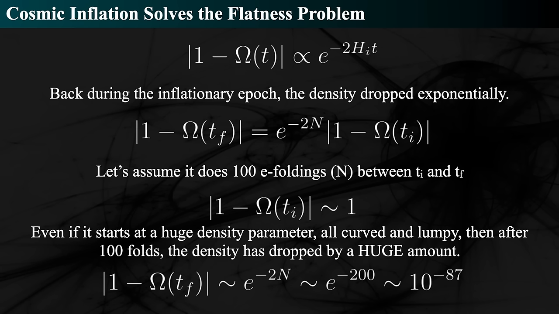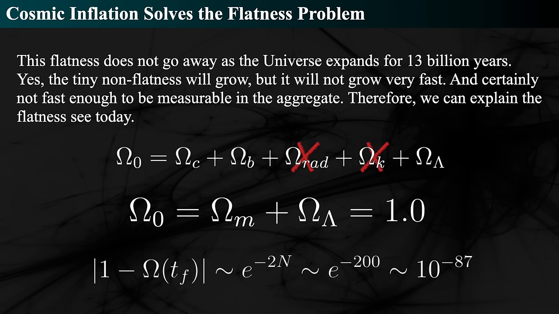In our ant analogy, the ant could be walking around on the surface of the balloon before it was inflated, be very, very lumpy. So now inflated extraordinarily fast, and that goes up to e to the curvature then drops by a factor of 10 to the 87th. And that's so incredibly large that we'll never actually be able to see any curvature. That allows for a lot of things to happen. So the flatness doesn't go away.